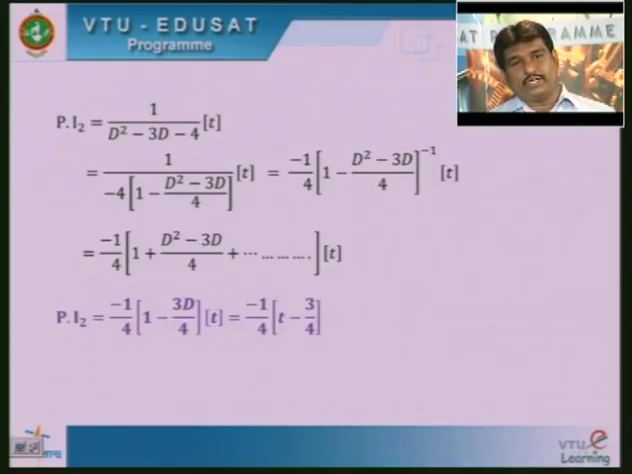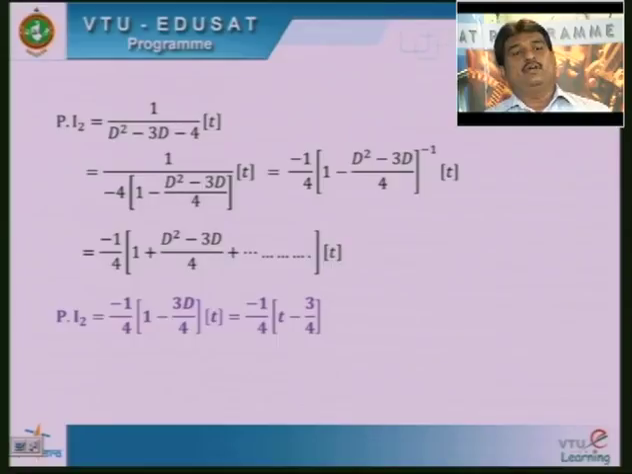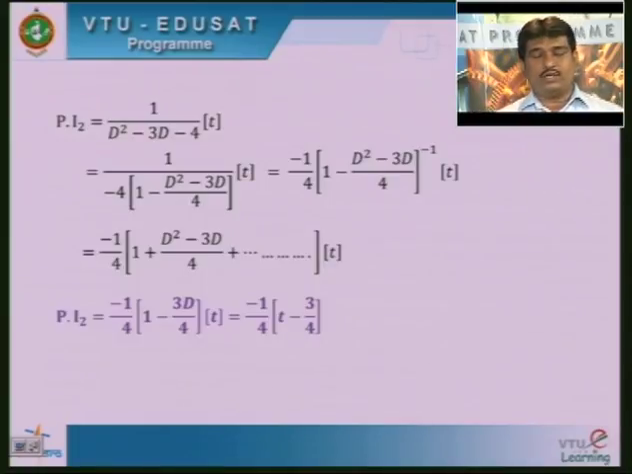Now PI2, it's 1 by D square minus 3D minus 4 operated on t. Now it's a polynomial, you have two techniques, one is the division method and the second one binomial expansion. You should be careful when you are using binomial expansion. Denominator should not contain D. So I need out of two terms, one term as 1, so I have many options here. I can take D square common, minus 3D common, as well as minus 4 common. So the best one is minus 4, otherwise I cannot ignore the terms in the infinite series.